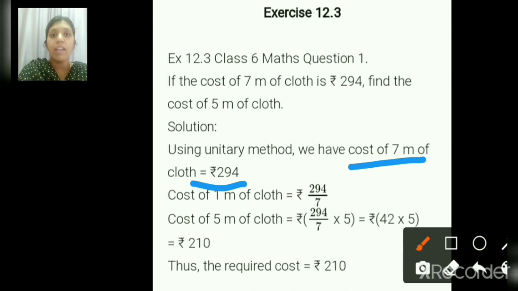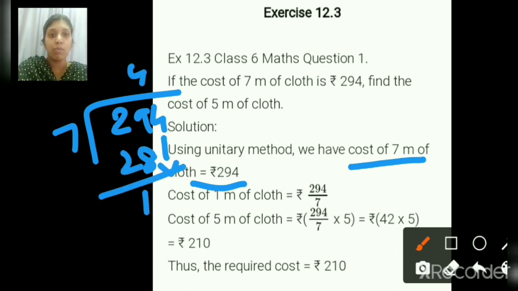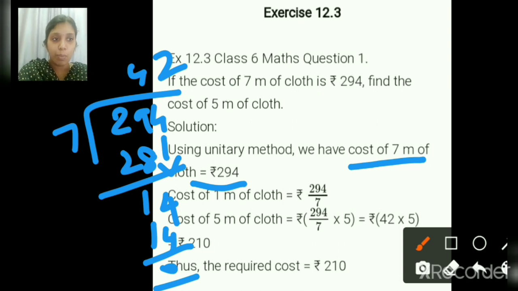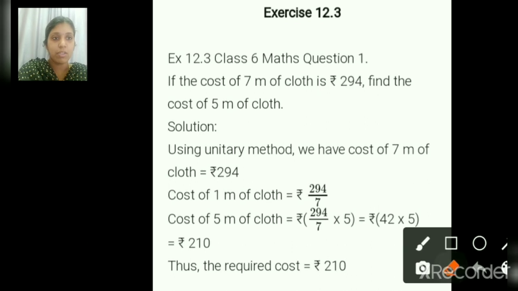First we have to find the cost of 1 meter cloth. How can we find? We have to find by dividing. So 294 divided by 7. When you divide 294 by 7, what do you get? 7 4s are 28. 1 is remainder. Bring down 4. 7 2s are 14. So 42. So 42 rupees is the cost of 1 meter cloth.